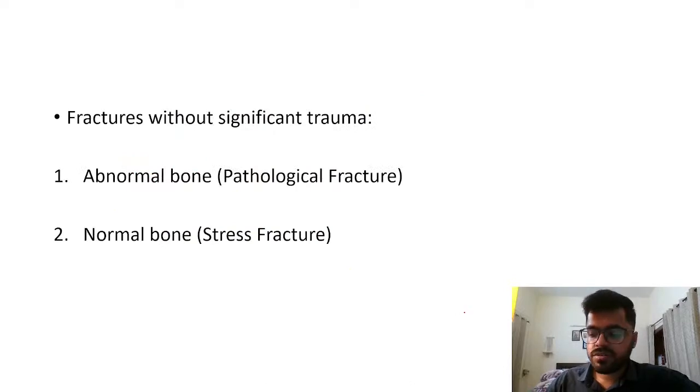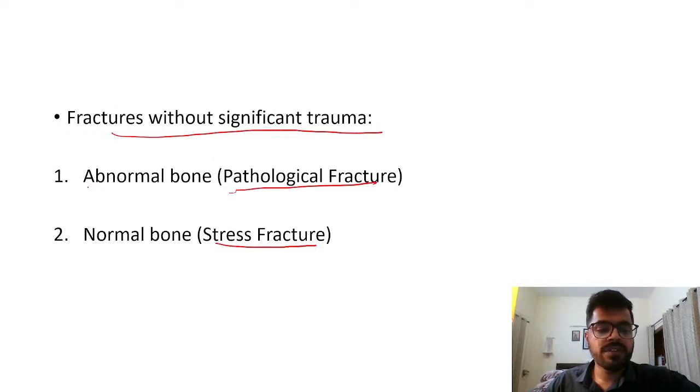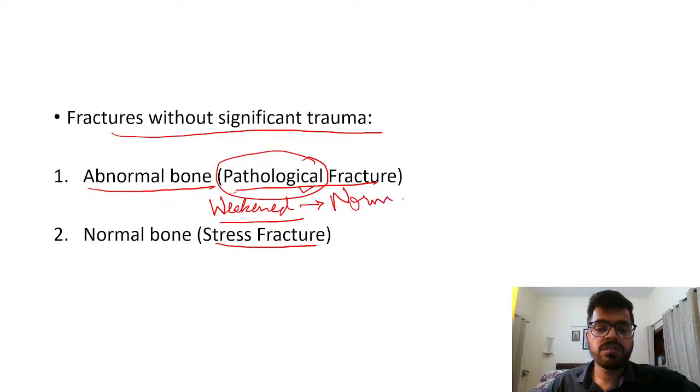Then we come to fractures without significant trauma. There are two kinds, a pathological fracture and a stress fracture. Pathological fracture is in abnormal bone, that is due to some pathology the bone is weakened. So the bone is weakened because of some pathology. When there is normal load bearing on a weakened bone, it leads to fracture. That is a pathological fracture.